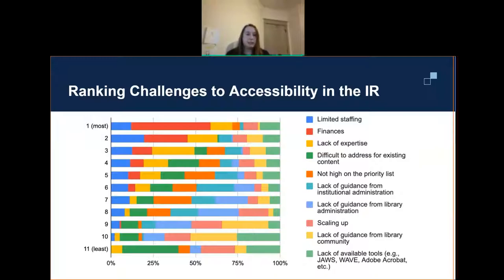And this is really reasonable when you think back to most of our respondents reporting upwards of 10,000 items in their repositories, which could be really difficult to do a retrospective look at and try to improve the accessibility of that many different items.